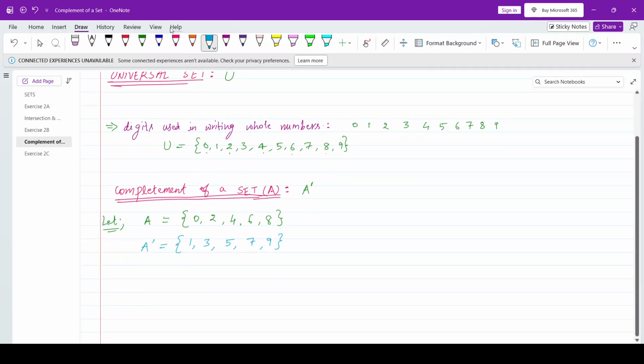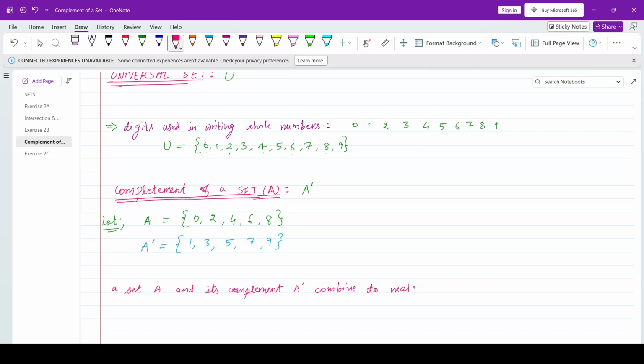So we can write it in a statement that a set A and its complement A prime combine to make a universal set.